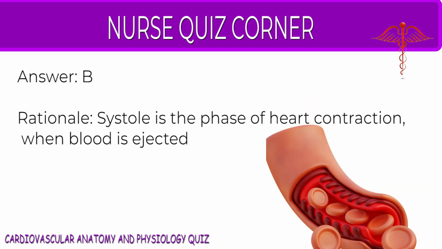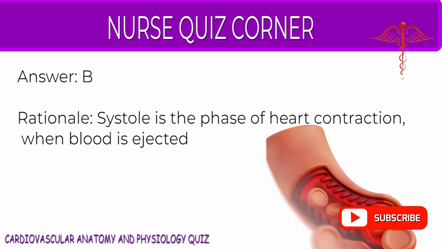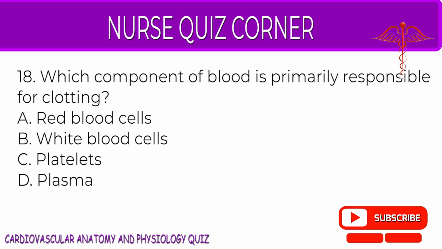18. Which component of blood is primarily responsible for clotting? A. Red blood cells. B. White blood cells. C. Platelets. D. Plasma. Answer C. Rationale. Platelets play a major role in the clotting process.